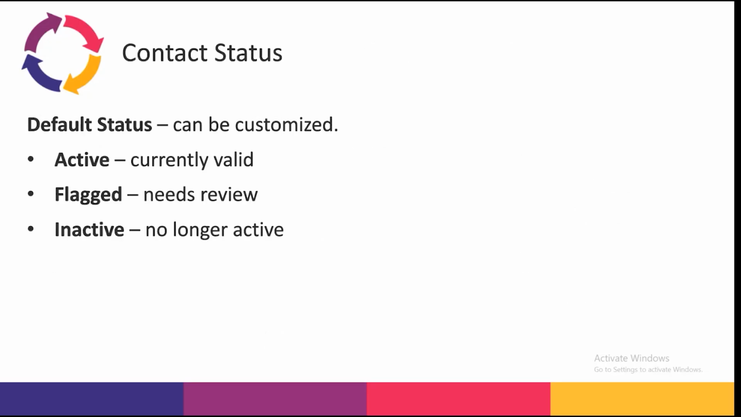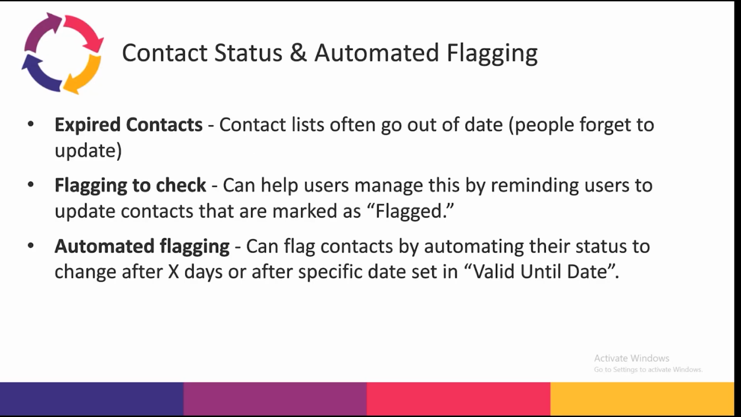Contact status, as discussed, can be customized. What the template terms mean is that active is currently valid, flag needs review, that's an important feature to use, and inactive is no longer active. So some of the importance of the status and flagging is shown here. Contact lists really often do go out of date, so people forget to update those. So this can be helped by reminding users to update contacts that are marked as flagged. So it can be useful to automate that flagging process.